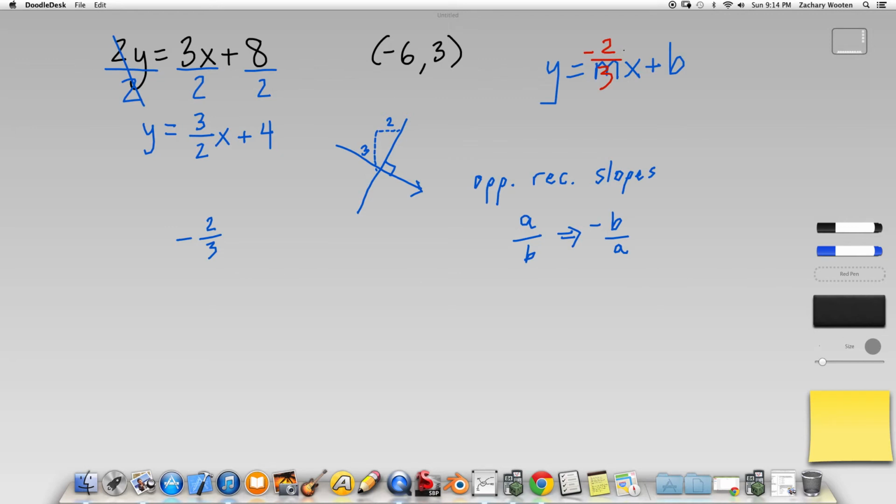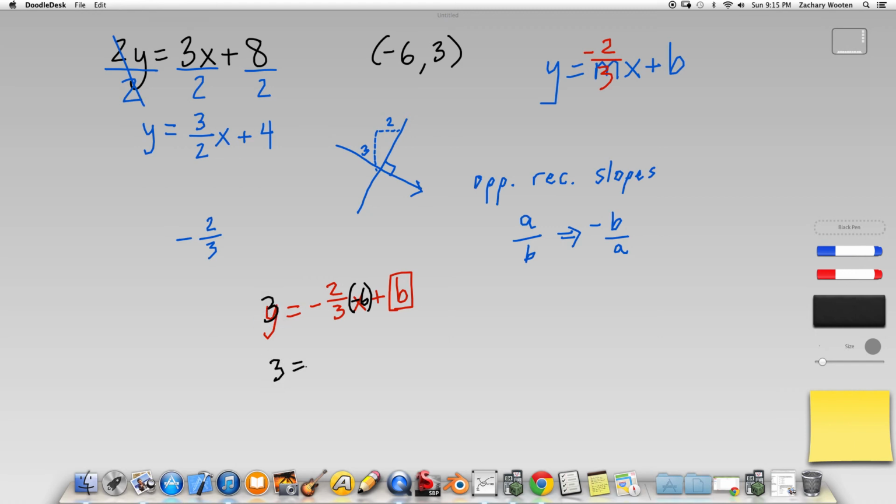Now this is a neat little trick. This is where your point comes in. There's different ways you can work problems out like this, but this is something really neat. If we know that y equals negative 2/3 x plus b, and we don't know what b is, that's what we're trying to find. However, look up here at this point. I know that when my x value is negative 6, my y is supposed to be 3 for this new line that we're drawing.